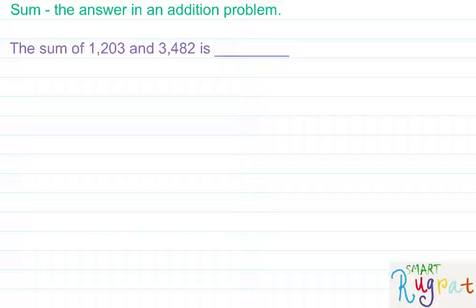Okay, so the first word is sum. Sum means the answer in an addition problem. So on your test you might see a question that says the sum of 1,203 and 3,482 is blank. The first thing you need to do is look at the greatest number, and you're going to write it down.